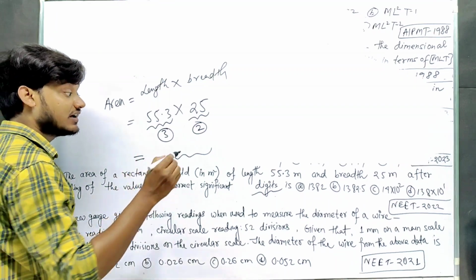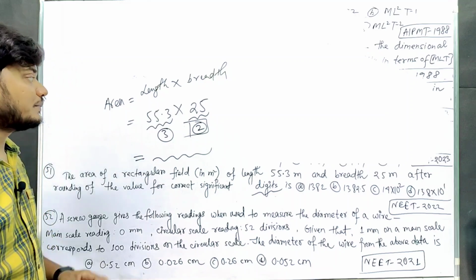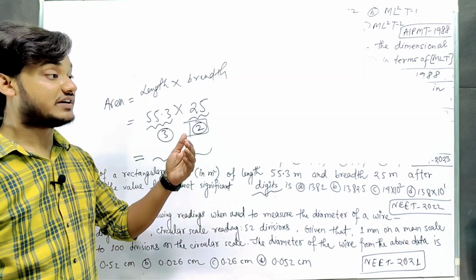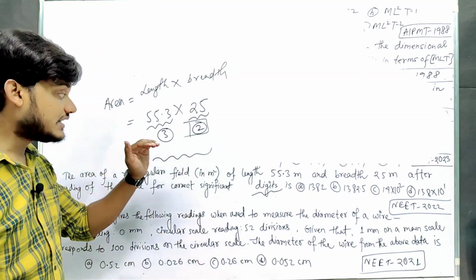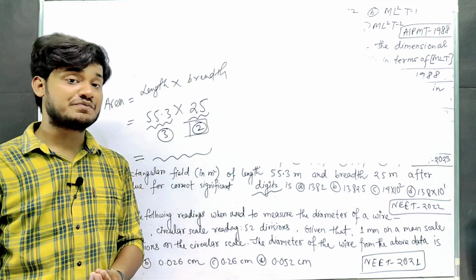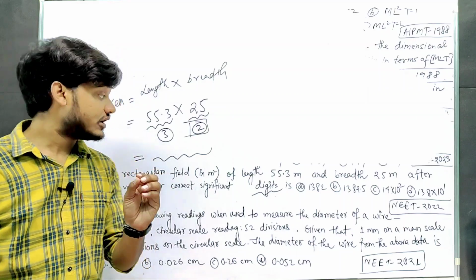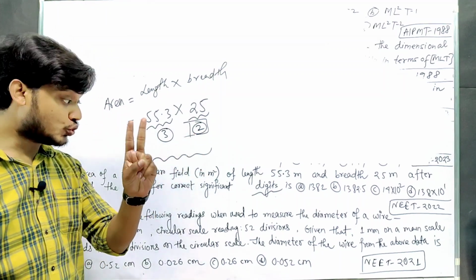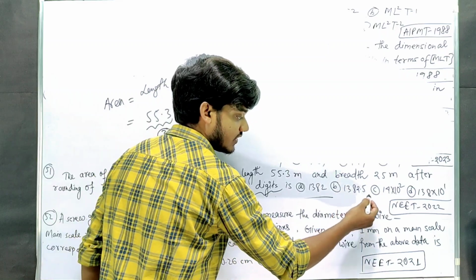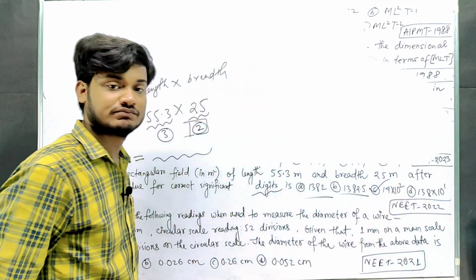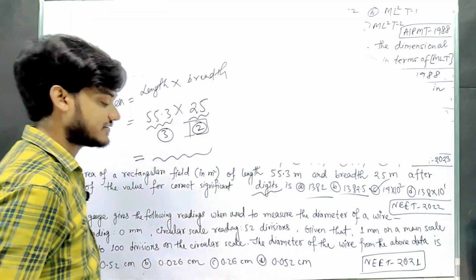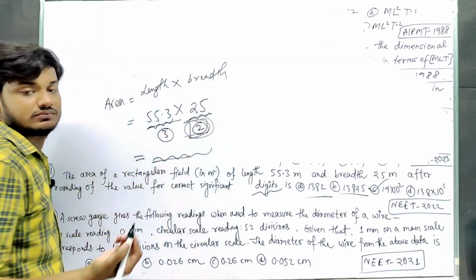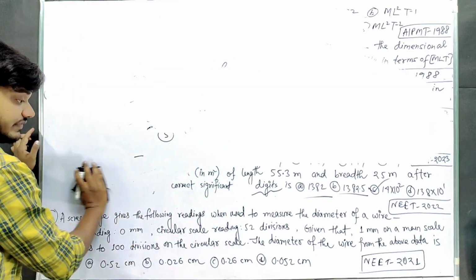will have 2 digits. This is the rule: when two numbers are multiplied or divided, the result has the same number of digits as the number with the fewest significant digits. So the lowest is 2. So the answer will have 2 digits. Here 4, 1 2 3 4 5, 1 2. This is the right answer. This is 1 2 3. So option C is the right answer. It has 2 digits, it has 3 digits, so the result has 2 digits. This is the rule.